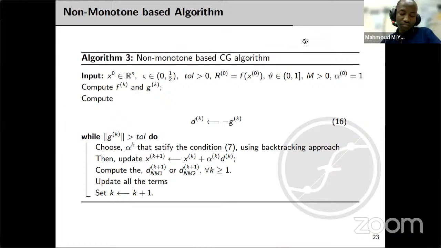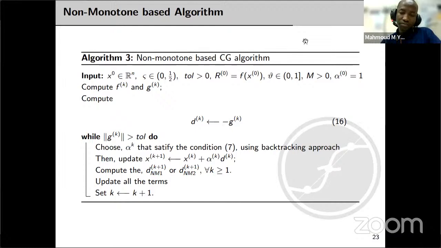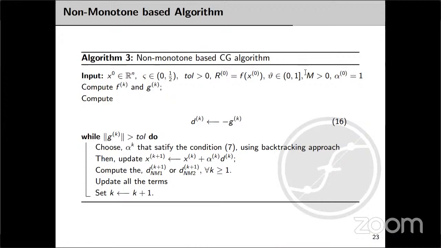Go ahead. First, I will agree with Dr. Jamil about the title of the talk. Yes. Secondly, let me see the problem you are trying to solve. Is it the normal minimization problem? It is a normal minimization problem. In fact, there are two problems that we are trying to solve.